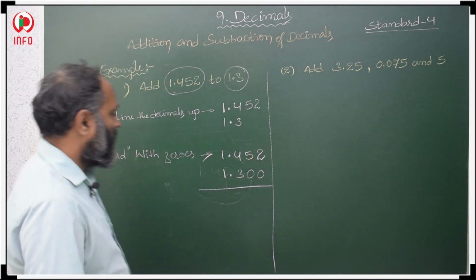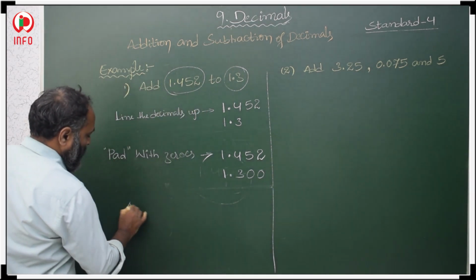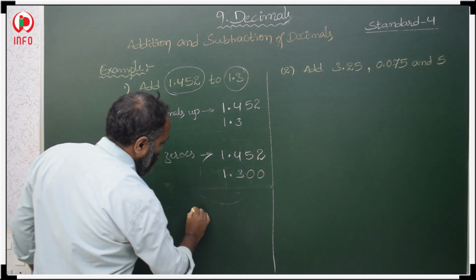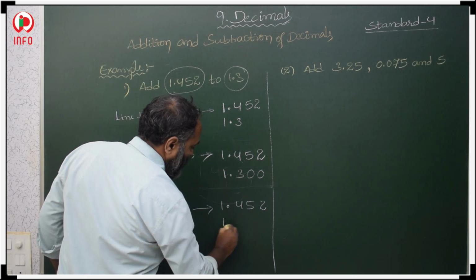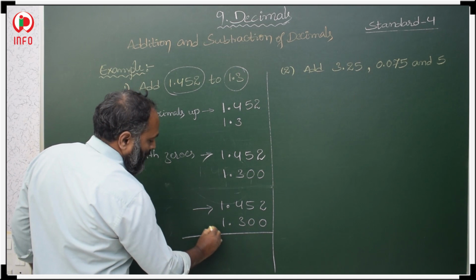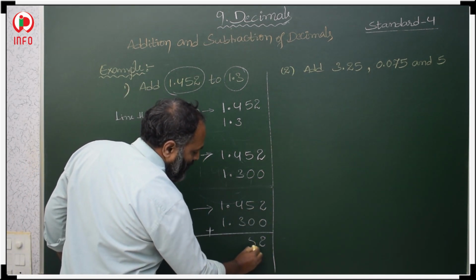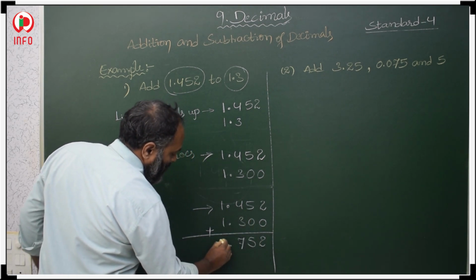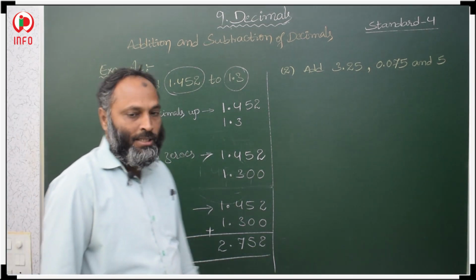Then in the third step, we add. Again take 1.452 and 1.300. Then add: 2 plus 0 is 2, 5 plus 0 is 5, 4 plus 3 is 7, 1 plus 1 is 2. This is the addition of decimals.